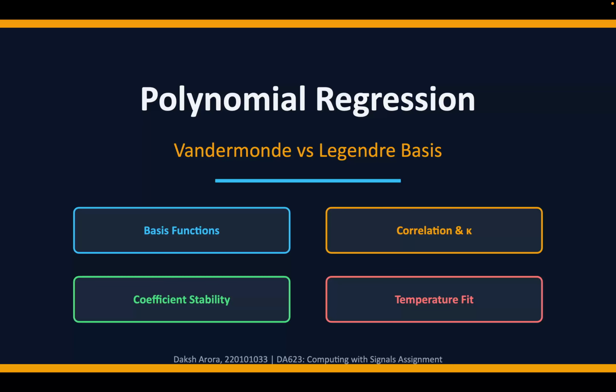This is my DA623 assignment demonstration on polynomial regression, specifically a comparison between the Vandermonde basis and Legendre basis. In this video, I'll walk you through a Python notebook where I show you step by step why the choice of polynomial basis matters a lot for numerical stability, even though both bases fit exactly the same curves. The key question we are answering is, if two bases produce the same result, why should we prefer one over the other, right?